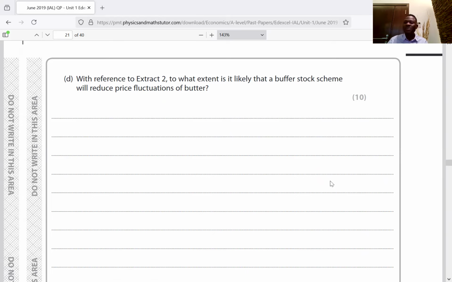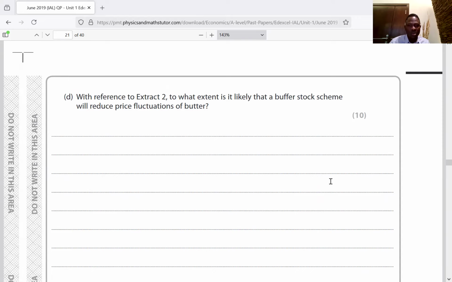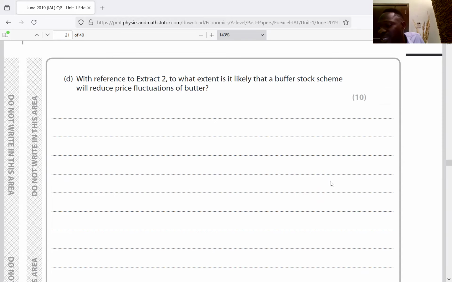So when the price goes above the maximum price, the government will sell to reduce the price so that consumers will not be paying a high price. If the price is above the maximum price, this is when suppliers want to sell more. But government will not allow that to happen, because if it happens, consumers have to pay more. So government will sell what it has in its buffer stock whenever the price is above the maximum price, so that consumers will not be paying a high price. That is the reason for setting a maximum price.